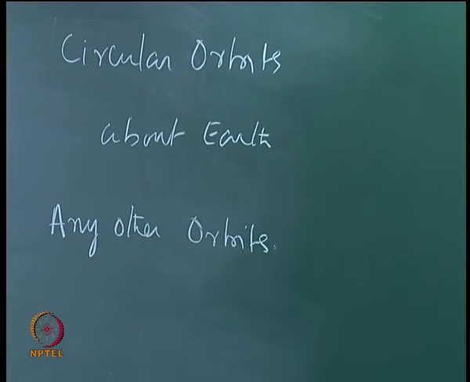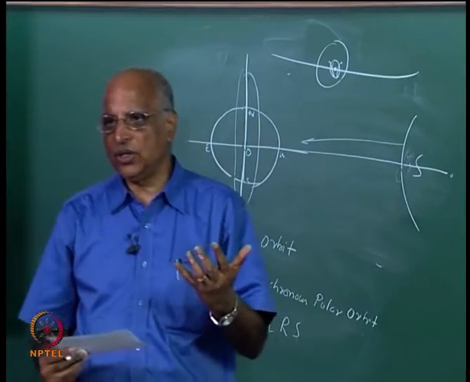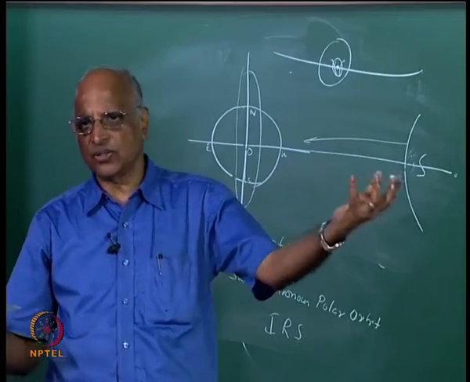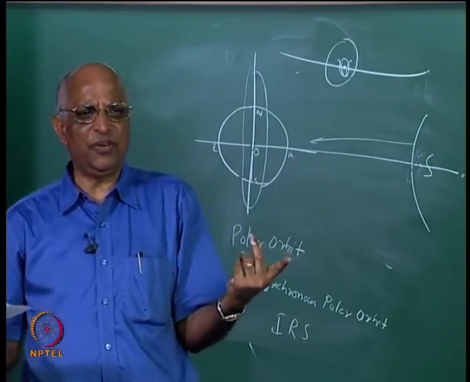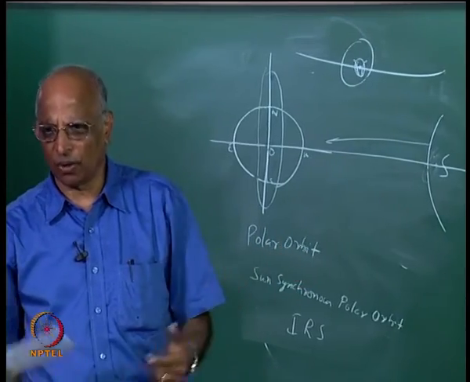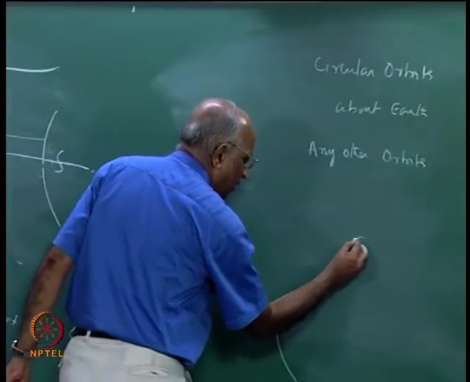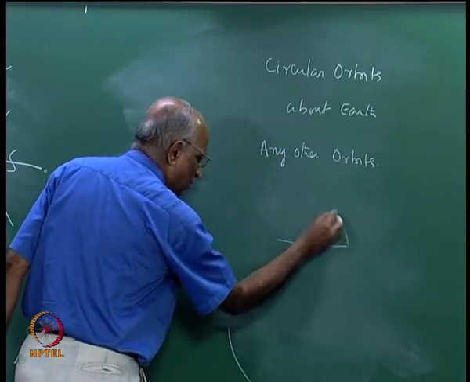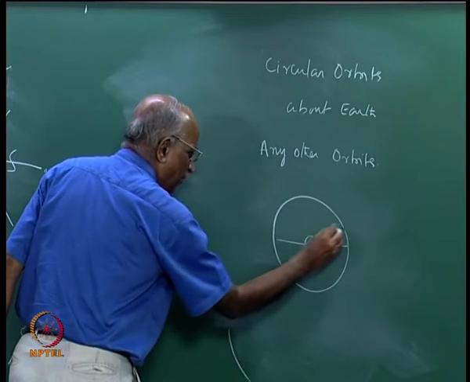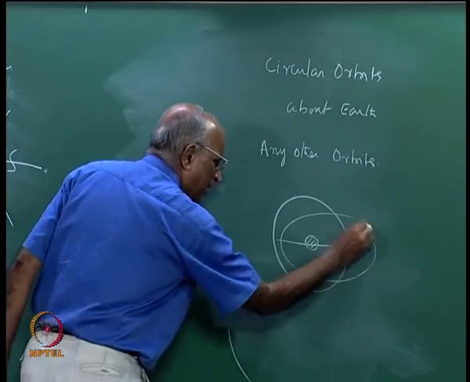You will recall when we looked at the orbital velocities of the planets around the sun, we said all orbits are elliptical. What is the difference between a circular orbit and an elliptical orbit? Instead of the Earth being here, let us say a small Earth, if I say it is circular, or if I say it is elliptical, maybe something like this.